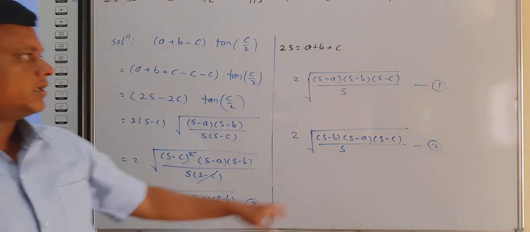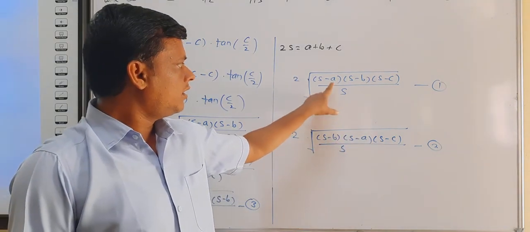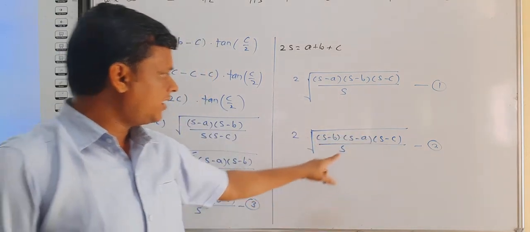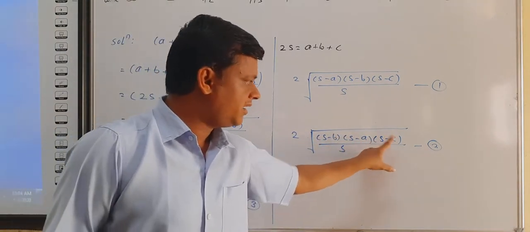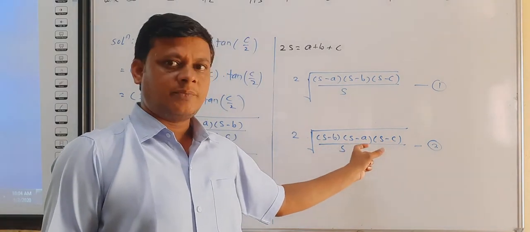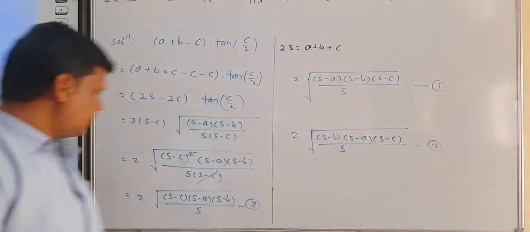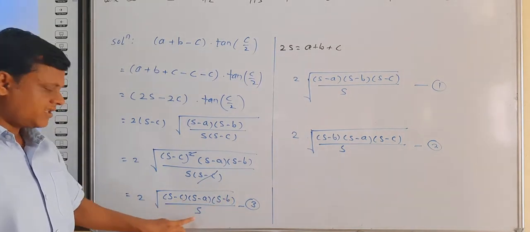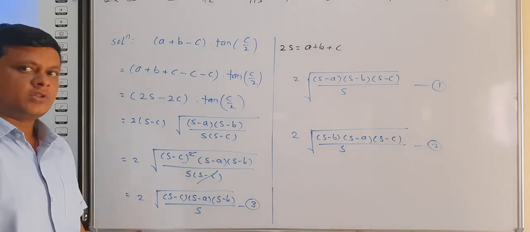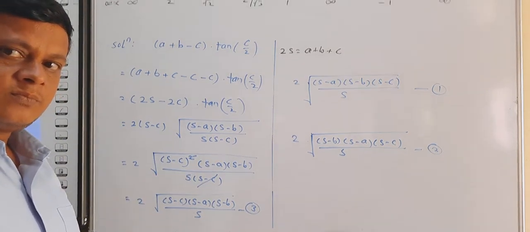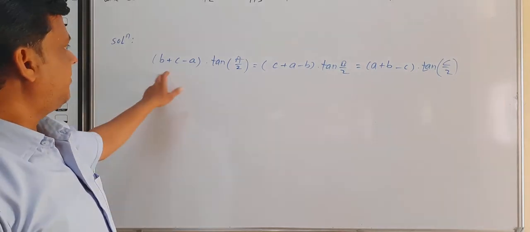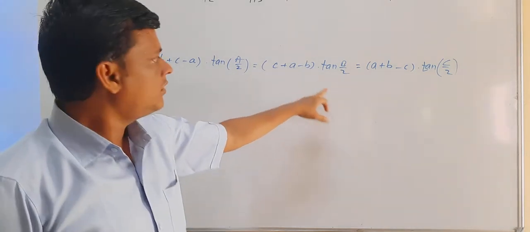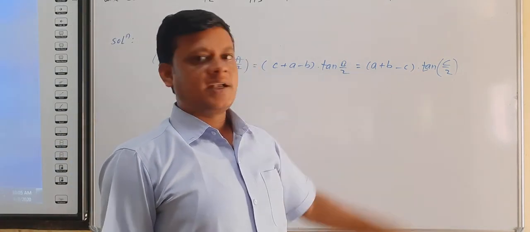If you observe equation 1, we get under root (s − a)(s − b)(s − c) upon s. In the second equation we get (s − a)(s − b)(s − c). Their positions are different, but their value is the same. Now in the third equation also we get (s − a)(s − b)(s − c) upon s. So from equations 1, 2, 3 we can say that (b + c − a) tan(A/2) equals (c + a − b) tan(B/2) equals (a + b − c) tan(C/2).